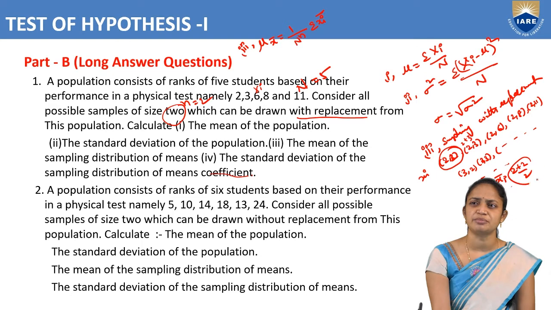So these are all xi bar values. We have to write the samples. After that we have to take the averages. After that we have to substitute in our formula. We'll get the mean of the sampling distribution of means.